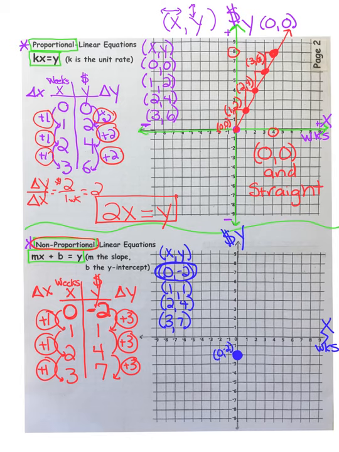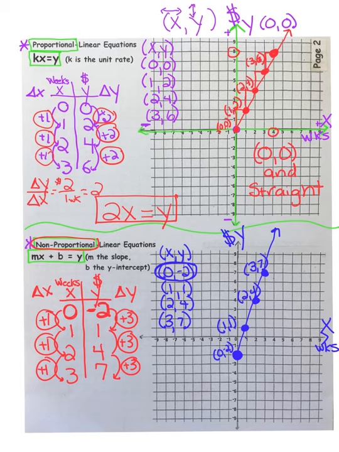Our next point is over 1, up 1. Then over 2, up 4. And finally, over 3, up 7. Take a moment and connect your points. This graph represents Jordan's savings.